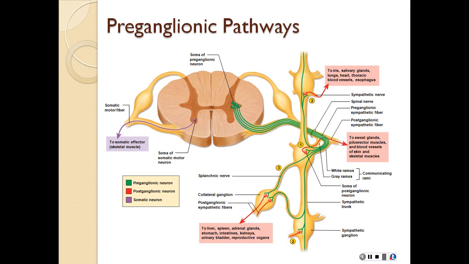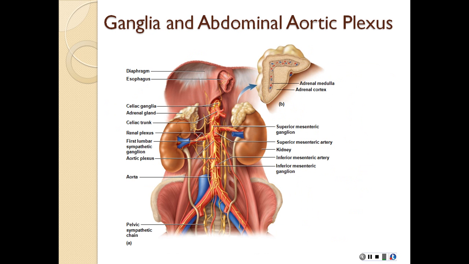Okay, this is no big deal here, just to show you that the cell bodies are here in the lateral horn, and they get the signal to the chain ganglion, where the neurons there form a synapse with the cell body of the postganglionic neuron. Okay, and here you can see the chain ganglia.